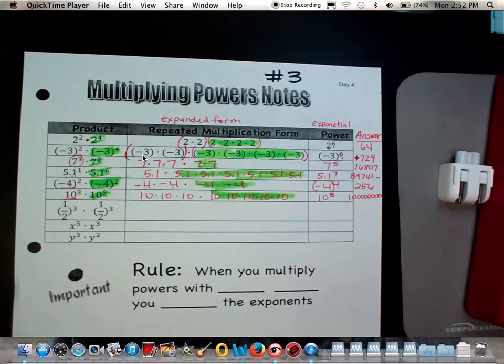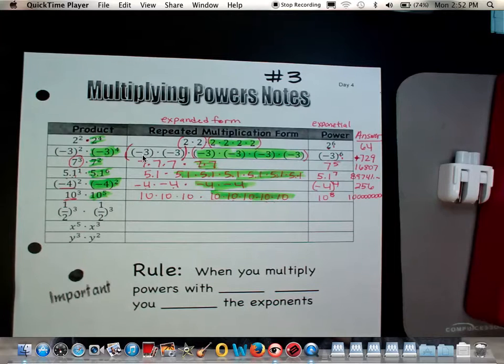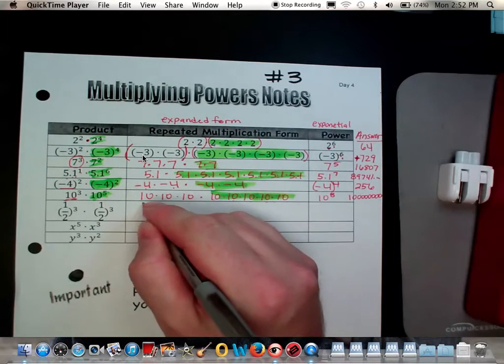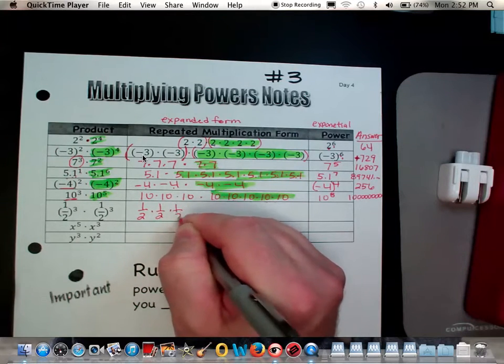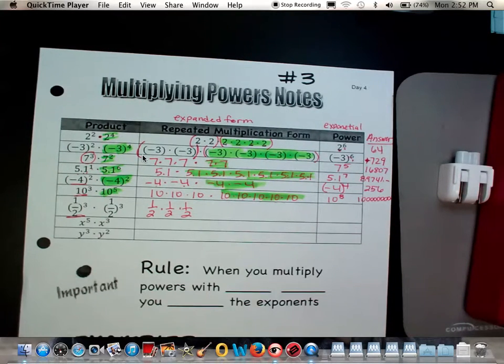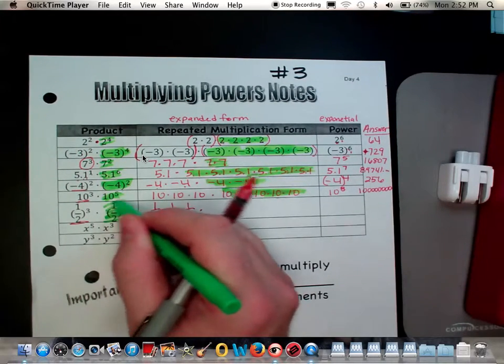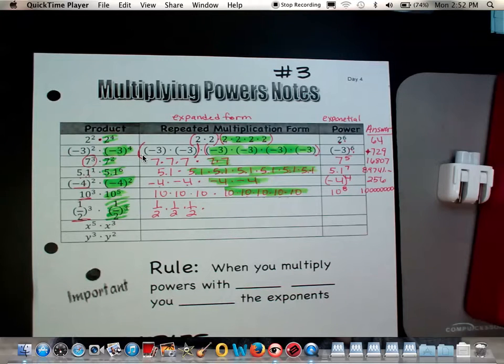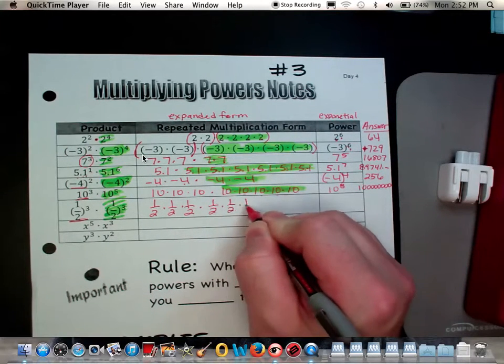Okay? If I look at what I've got here with these, it's the same process. I've got 1 half times 1 half times 1 half. That's this one right there, 1 half to the third power. Then I'm going to multiply it by, well, take out my highlighter here, 1 half to the third power.